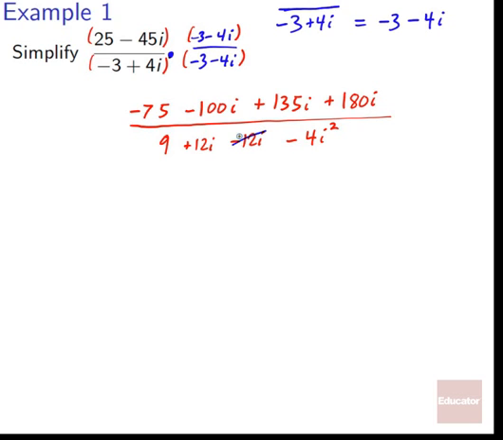So we see we got minus 12i plus 12i, and also when we have i squared it becomes positive. Oh, whoops. Accidentally made a typo here. Negative 45 times negative 4i will become plus 180i squared. So cancel out that i squared, we get minus 180. Now let's combine things. Minus 75 minus 180, that'll get us negative 255. Minus 100i plus 135i will get us plus 35i. What's on the bottom?